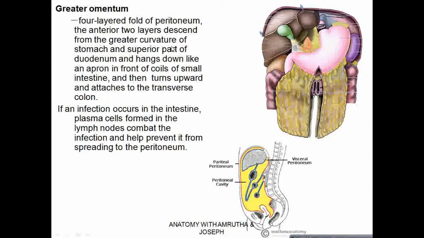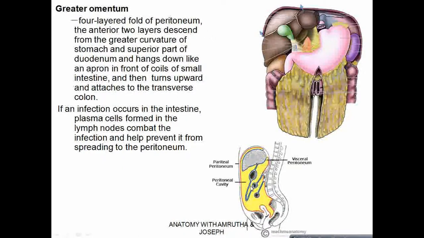Greater omentum. So I said the greater omentum is like a fold of peritoneum that hangs down and goes back, returns back. In this picture, it's very clear that this is the stomach and this is the transverse colon, a part of the large intestine. Look at this diagram. Again, the stomach and transverse colon can be seen. The greater omentum hangs down and moves backwards, attaching to the transverse colon.